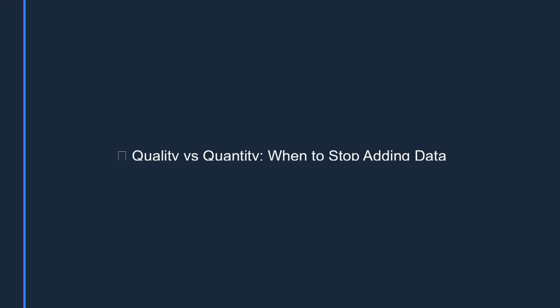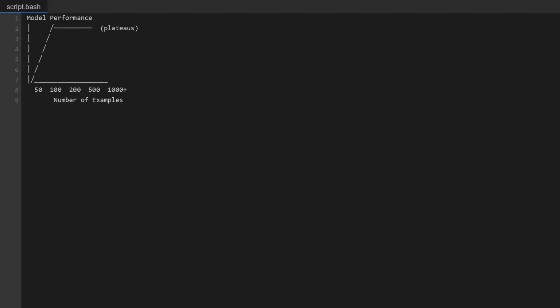Quality versus quantity. When to stop adding data? This graph shows something counterintuitive that trips up almost every first-time fine-tuner. As you add more training examples, performance improves, but the curve flattens. Eventually, adding more data produces almost no measurable gain. That plateau is the signal to stop.